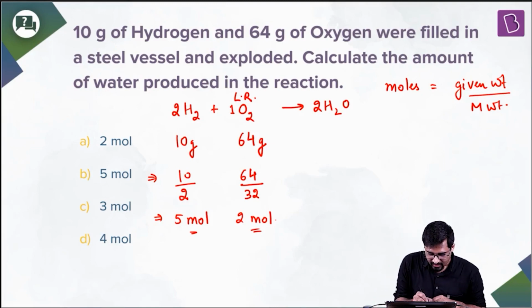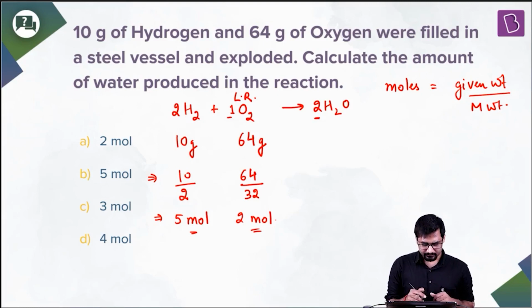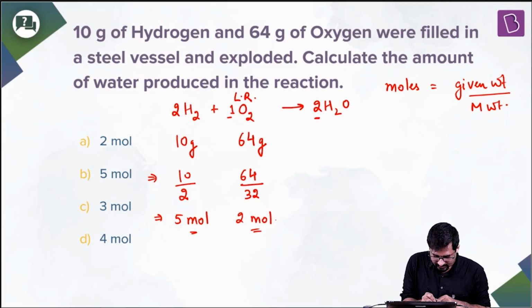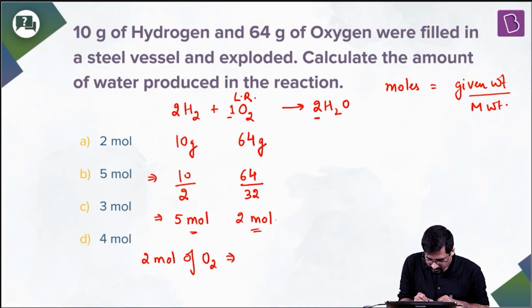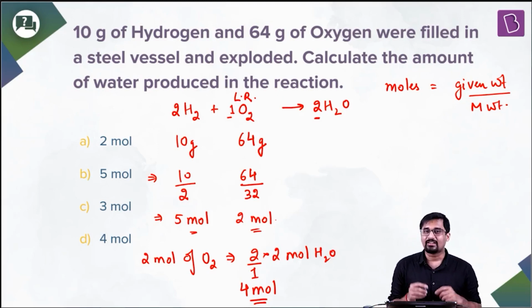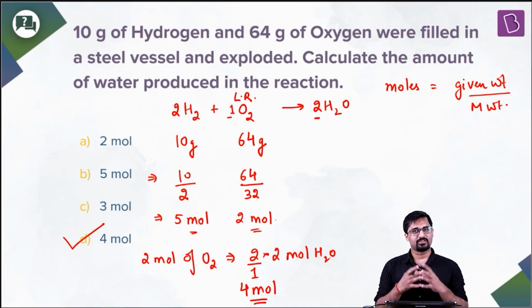And you can see here we have 2 moles of O2, and from 1 mole of O2, 2 moles of water are formed. That means from 2 moles of O2, the moles of water formed will be 2 upon 1 into 2 moles of water, and this means we will get 4 moles of water. And this is what basically we have to find out, the amount of water produced. And you can see the options are in terms of moles, and clearly you can see that it is 4 moles of water that will get produced in this process. So the answer to the question is option D.